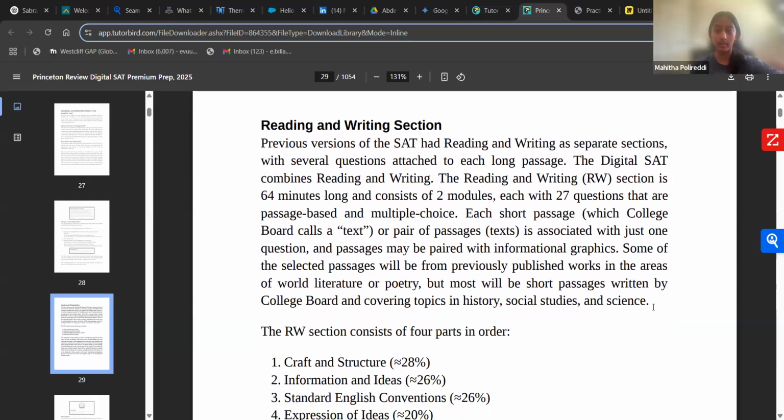Previous versions of the SAT had reading and writing as separate sections with several questions attached to each long passage. The digital SAT combines reading and writing. The reading and writing RW section is 64 minutes long and consists of 2 modules, each with 27 questions that are passage-based and multiple choice. Each short passage, which College Board calls a text, or pair of passages, texts, is associated with just one question, and passages may be paired with information graphics. Some of the selected passages will be from previously published works in literature or poetry, but most will be short passages written by College Board covering topics in history, social studies, and science.